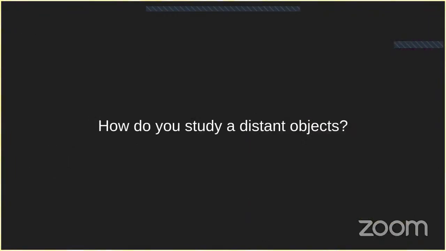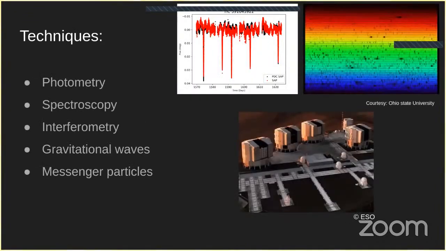So I have addressed the third and the fourth issue and how astronomers try to solve them, but there are still the first two issues, the distances and the brightnesses. So how do we actually study such distant objects? There are a few techniques that we use. Each of these techniques probes a different phenomenon. There are 5 different techniques here.